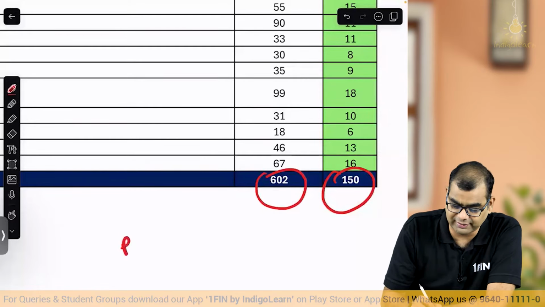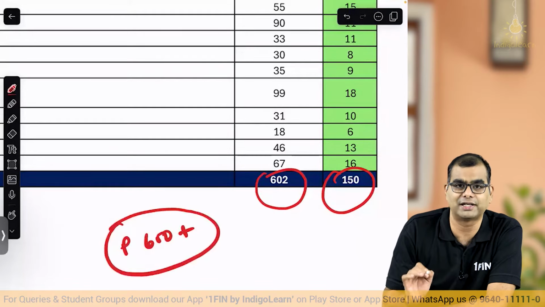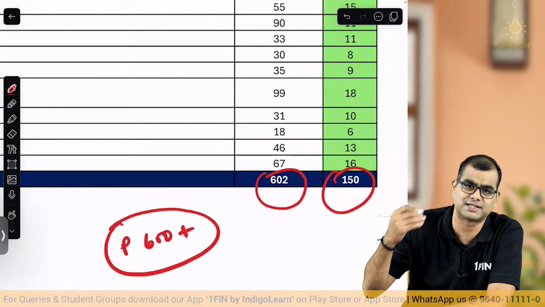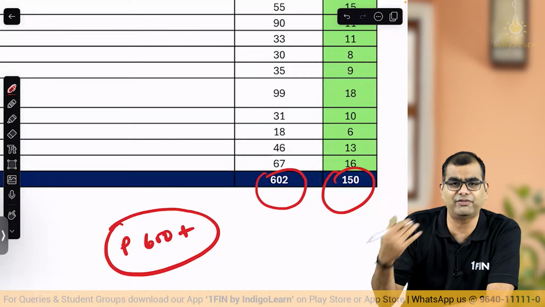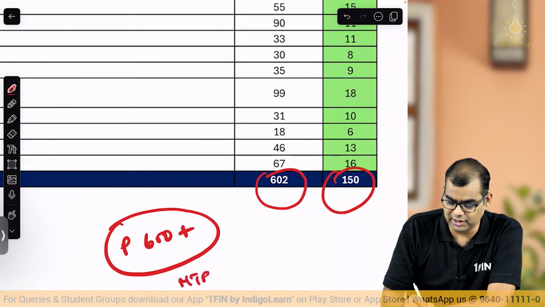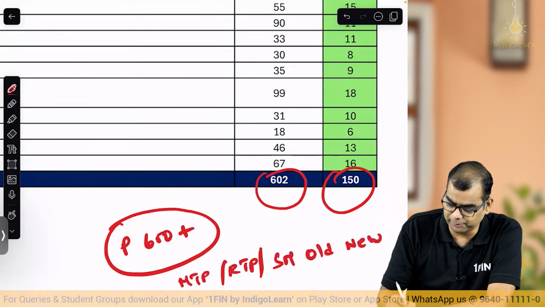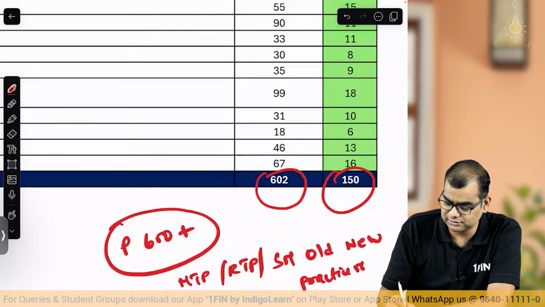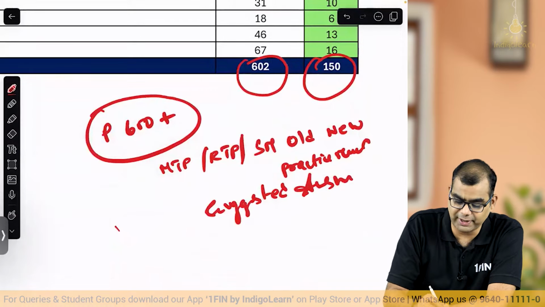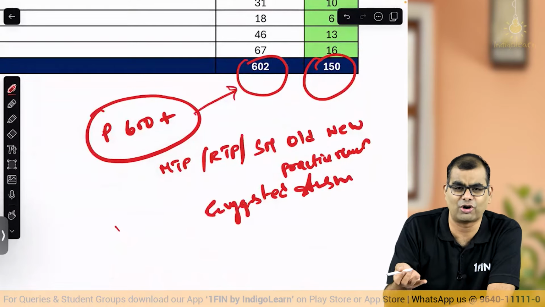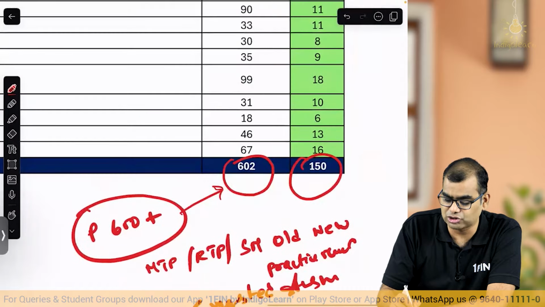If you remember, I have released a practical compiler called P600 Plus, practical question compiler, which contains all questions of past exams, RTP, MTPs, then study material, old and new, practice manual, and suggested answers. So this compiler contains 602 questions, which I call P600 Plus. Out of this, I have chosen 150 questions.